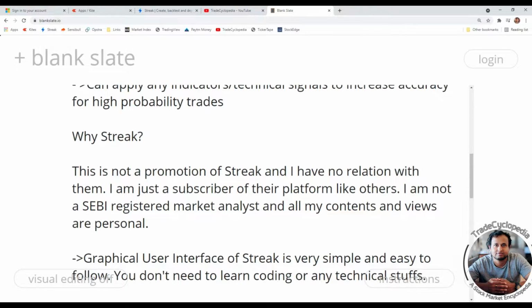The main important one is the algo trading platform which I personally use, which is Streak. That is an algo trading platform. First of all, this is not a promotion of Streak, there is no promotion at all, because I have no relation with them, and I'm just a subscriber of their algo trading platform like others. I'm not a registered financial analyst, all my content is my own, and my views are strictly personal. I'm not getting paid by Streak for this. This is a platform which I've been successfully using for more than a year.